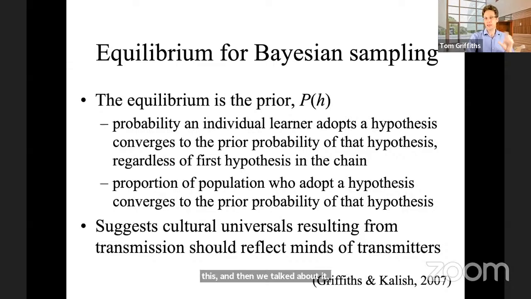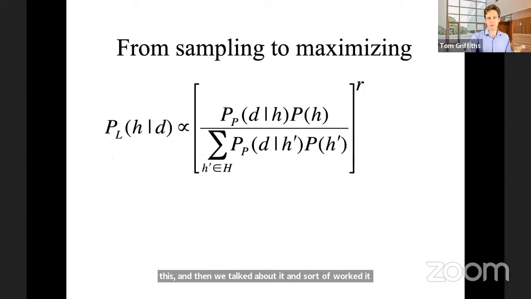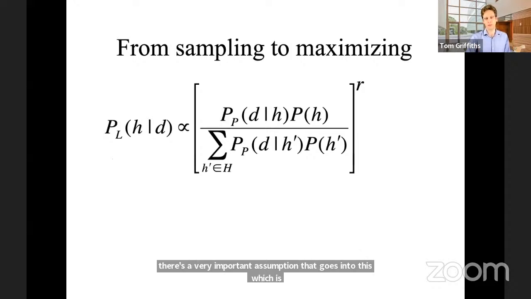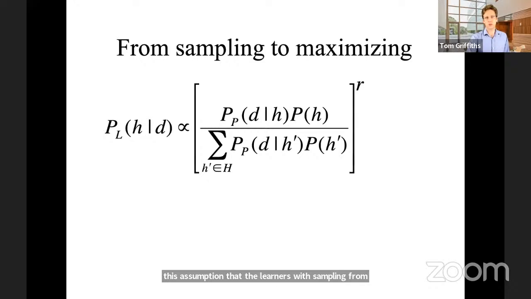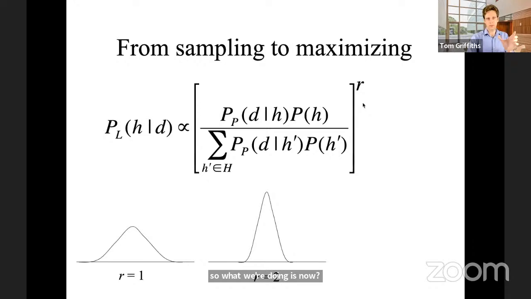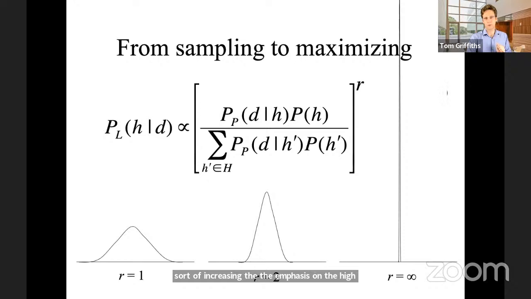What we figured out was that there's a very important assumption that goes into this, which is that the learners were sampling from their posterior distribution. If you make a change where, say, you exponentiate this, so we're taking a distribution that's quite spread out and increasing the emphasis on the high probability values, then if you go all the way to infinity, you get a distribution focused on just those hypotheses that have the highest probability. You can define a continuum that goes from an agent that's sampling to an agent that's maximizing, and again try to characterize what the equilibria are under these circumstances.